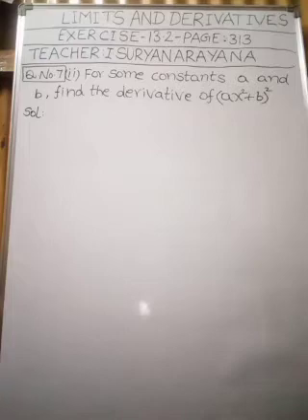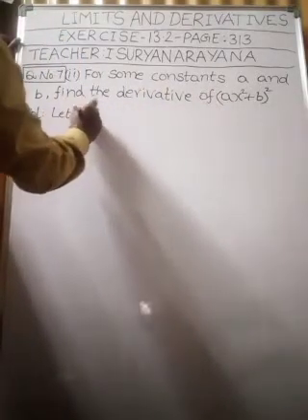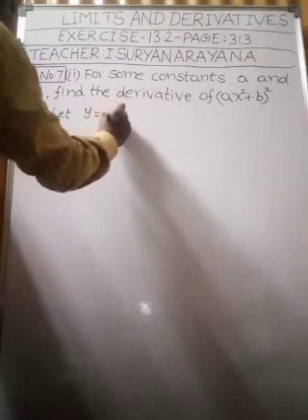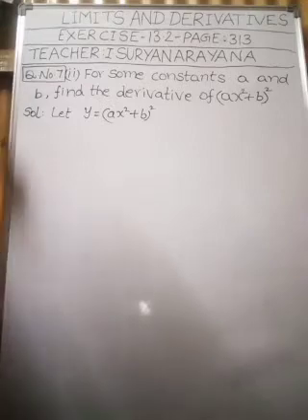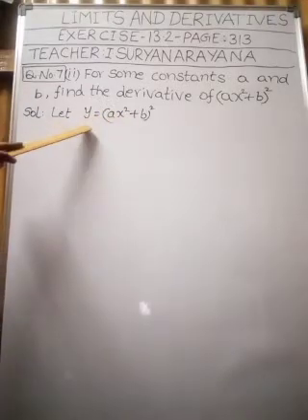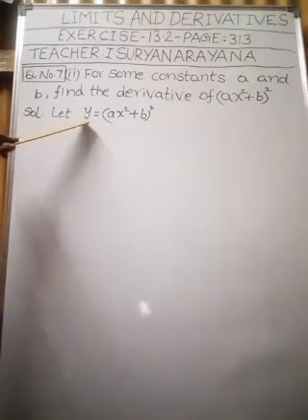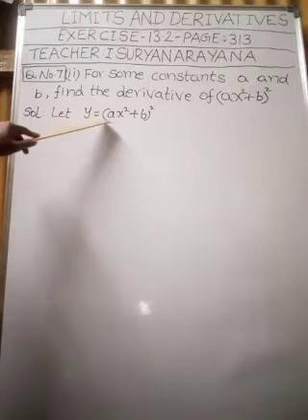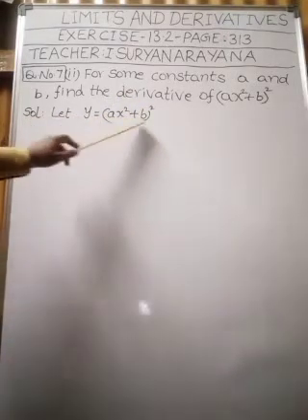Understood this question? Now let us assume the given function, let y is equal to (ax square plus b) whole square. We can take this function as f of x or y as per our convenience. We can take either y or f of x is equal to (ax square plus b) whole square. Understood this step?